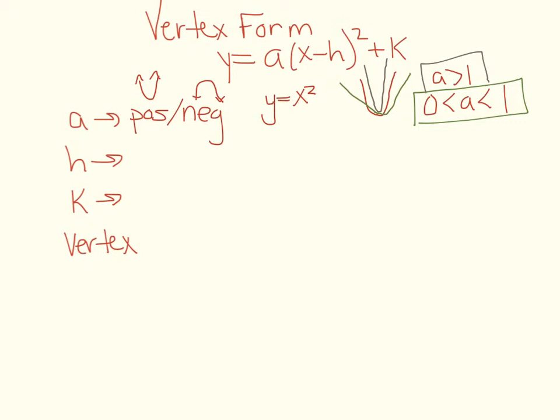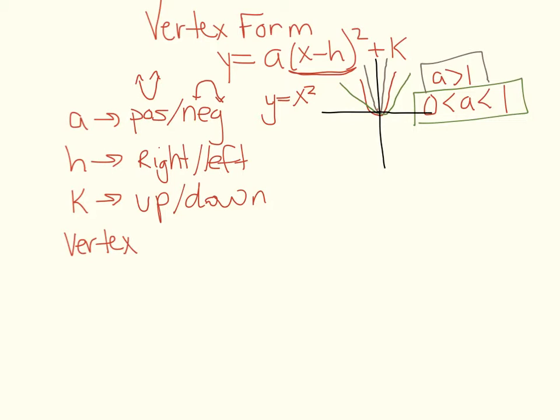H, so we take the opposite value from what's in there, and H is going to say if it's moving right or left, and K is going to say if it's moving up or down. And that's the actual vertex of our graph. So when we have the base parabola, the vertex is exactly at the origin, and H and K determine if the vertex moves left or right or up and down, which then tells us that the vertex is (H, K).